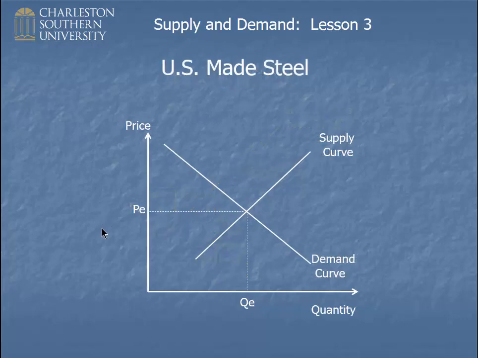All right, U.S.-made steel. So in this case, you have to realize that U.S.-made steel and foreign steel are substitutes for each other. So since the foreign steel got more expensive, the demand curve for U.S.-made steel would shift out to the right. We'd get a new equilibrium out here. And the answers would be that the demand curve increased, the supply curve stayed the same, quantity demanded and quantity supplied both increased, and the price increased.